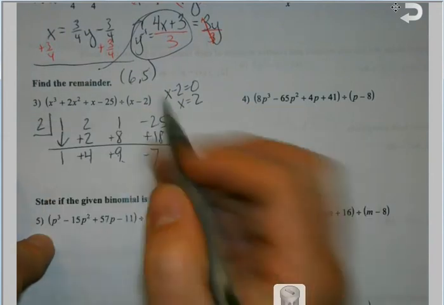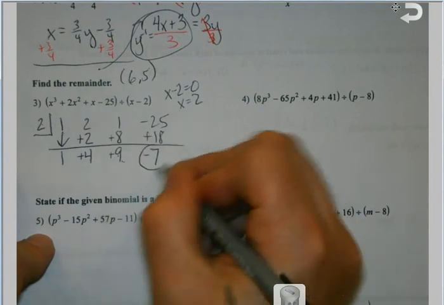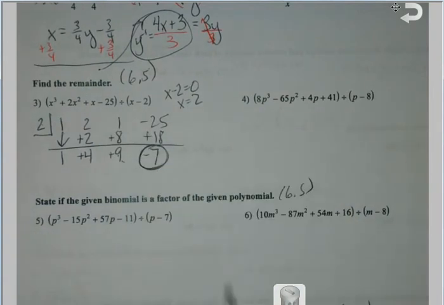and add down. And when it asks to find the remainder, all we want is the number at the end. I could pull it in, plug in all the x squared and the x, but all I want when it says find the remainder is the number at the end, and I'm done.